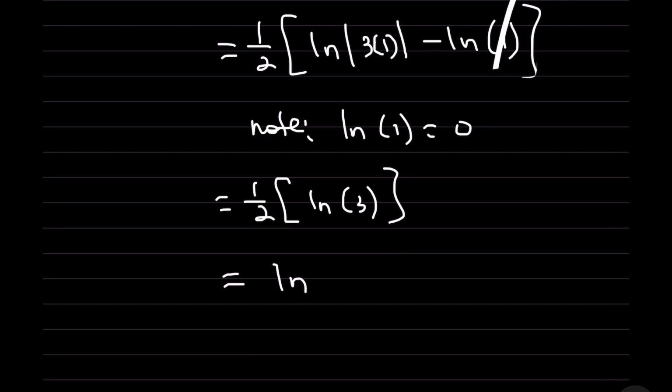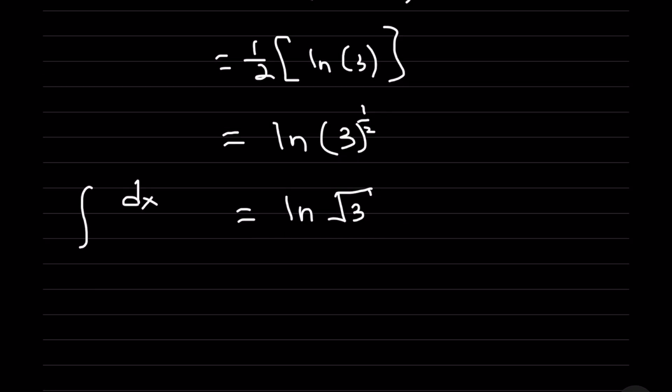So 1/2 of ln 3 can be written as ln 3 raised to 1 half. And of course, this is the same as ln square root of 3. That is the final answer.